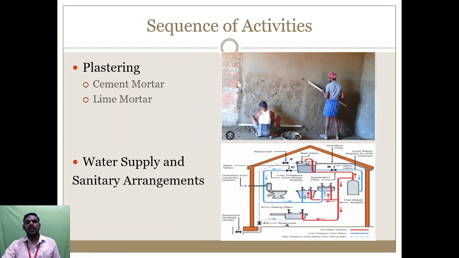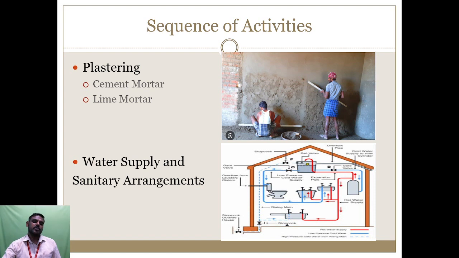Next, after providing the electrical points, we have to provide plastering. For plastering, normally we use two types of binders: one is cement, another one is lime. Nowadays the practice is cement mortar plastering, so we utilize cement as a binder.